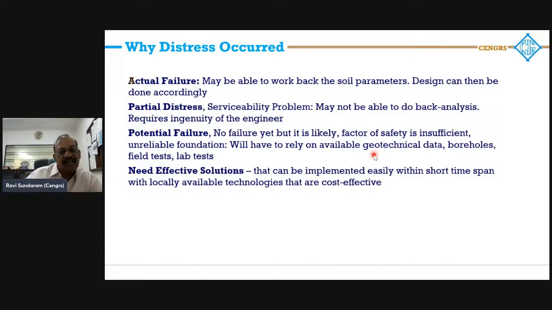So you will have to rely on the available geotechnical data, boreholes, field tests, and lab tests, etc. Now, you need effective solutions that need to be implemented easily within a short time span with the help of locally available technologies that are cost effective. So the practicality of the solution which you are going to propose, that is very important.